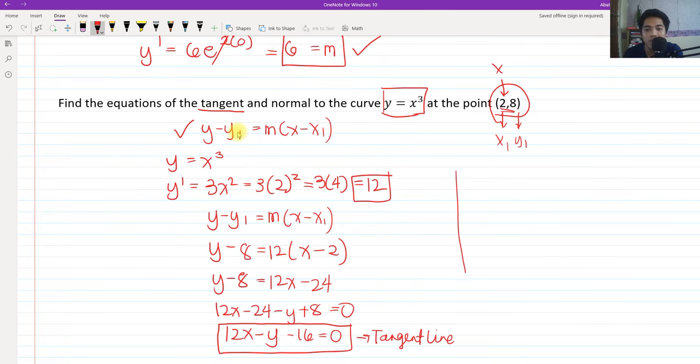So how about we get the normal? Normal to the curve. So simply, this normal to the curve is perpendicular to the tangent.